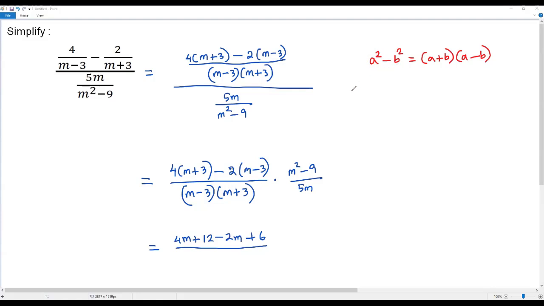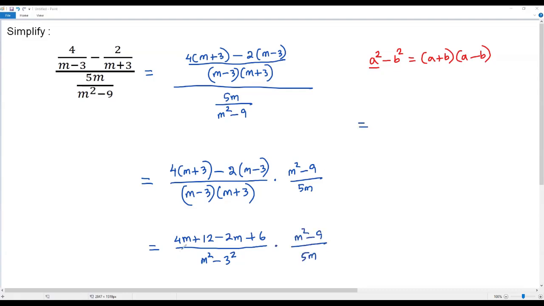Now let's consider the product of the two binomials we have over here, (m - 3) times (m + 3). This is exactly in the form of (a + b) times (a - b). Instead of a - b, in our problem we have m - 3. For a + b, we have m + 3. In the place of a, we have m, and in the place of b, we have 3. So when I write this product in the form a² - b², in the place of a, I have to write m, and in the place of b, I have to write 3. Let me continue. Then I'm getting m² - 3² times (m² - 9) over 5m.